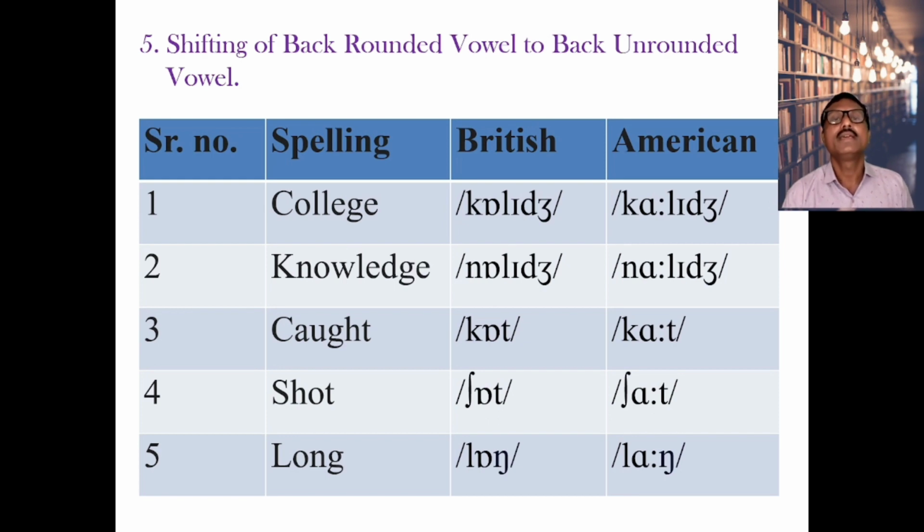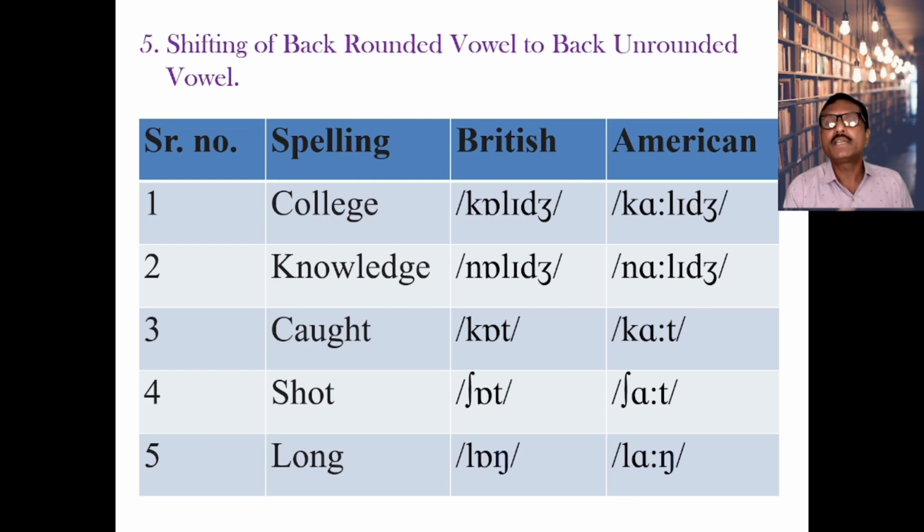Okay, there is another change you can see when Americans speak. That is, the back rounded vowel shifts to back unrounded vowel. Now, this is a technical term, but in simple words, I can tell you the O sound of British becomes the A sound of American. So rounded sound becomes unrounded. You can understand it with the help of examples also.